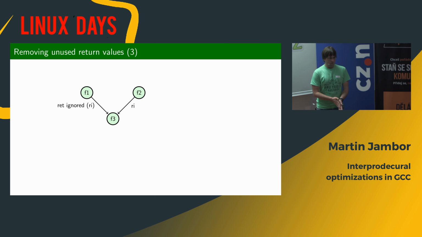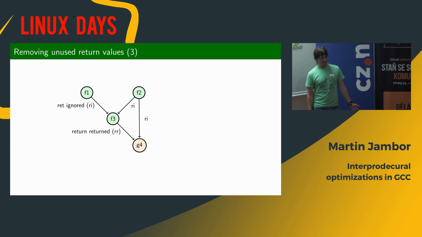And then we traverse the whole call graph, as I said before. So if we know that the calls in F1 and F2 both ignore the return value, and F3 is a local object which does not have its address taken or escaped, we can actually change F3 to be a void function and remove all calculations of the return value that is now unnecessary.